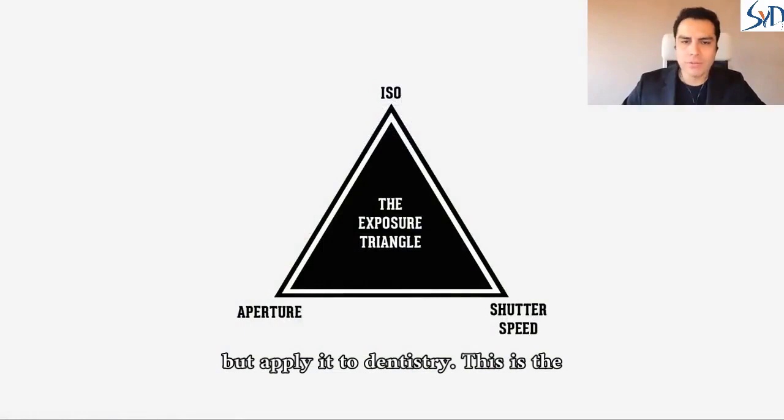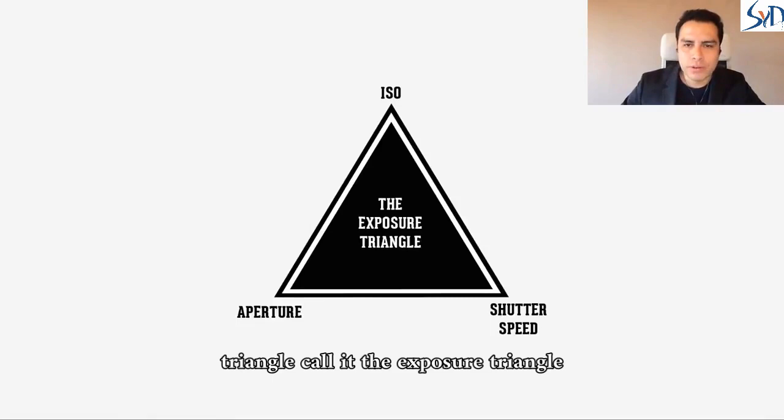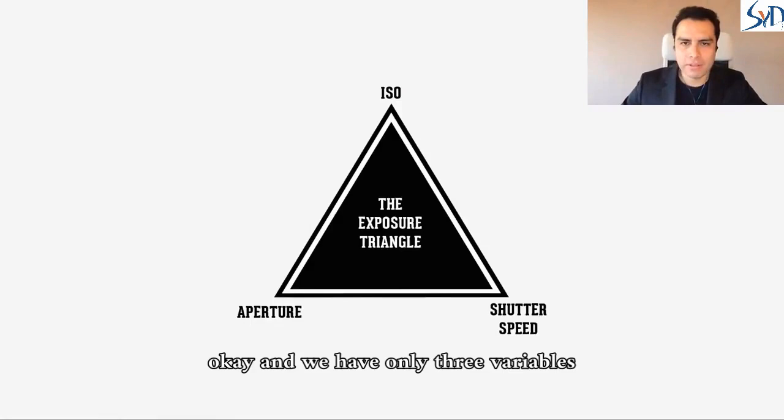This is the triangle, called the exposure triangle, okay? And we have only three variables. First, the ISO.